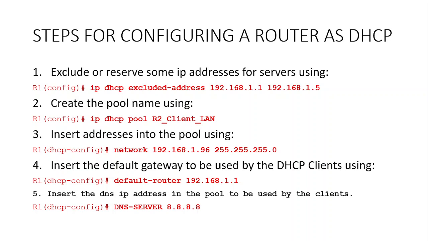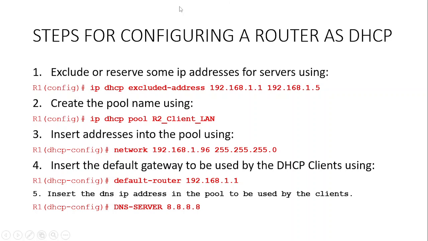So step 1, when you are setting up your DHCP server, you exclude or reserve some IP addresses for the server. Don't forget, the DHCP server is going to be giving out addresses to clients. So there are some addresses which we need to reserve. Those addresses, we can reserve them for the servers such that no client uses them.